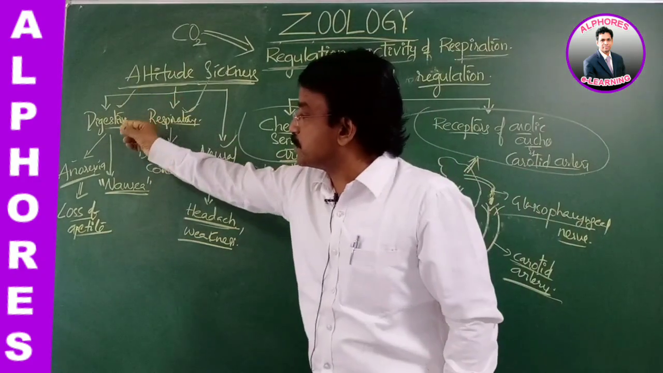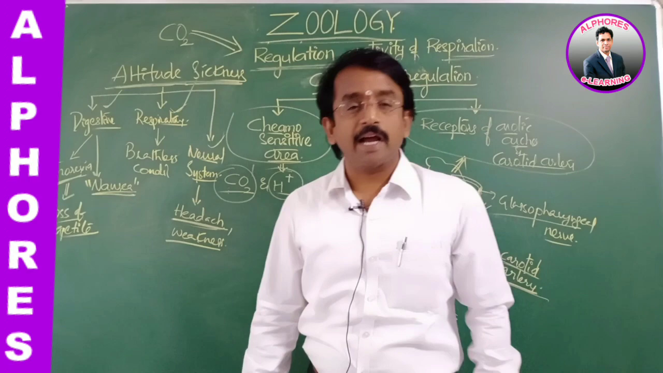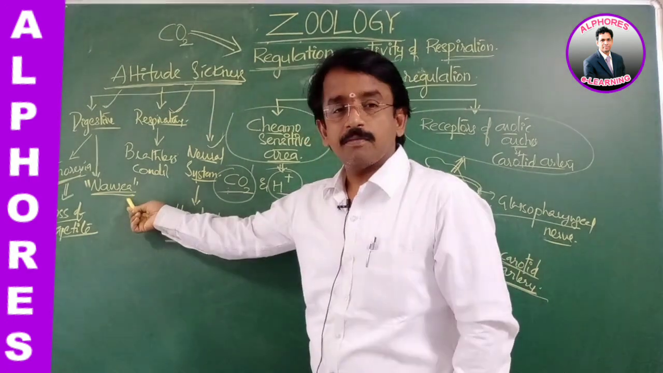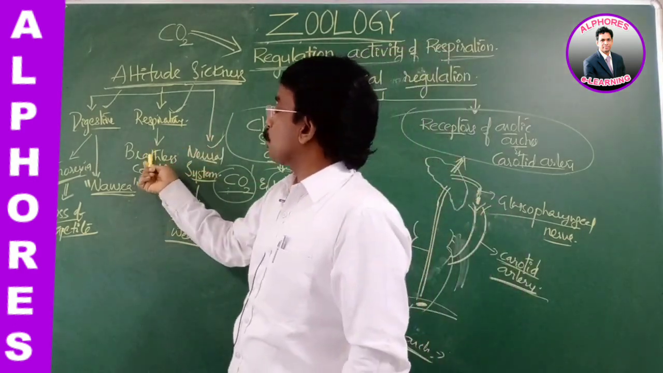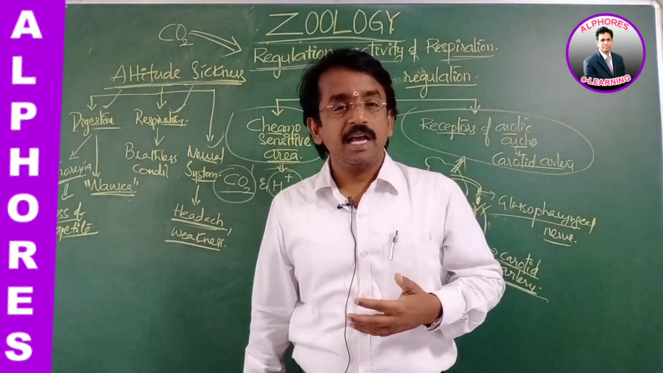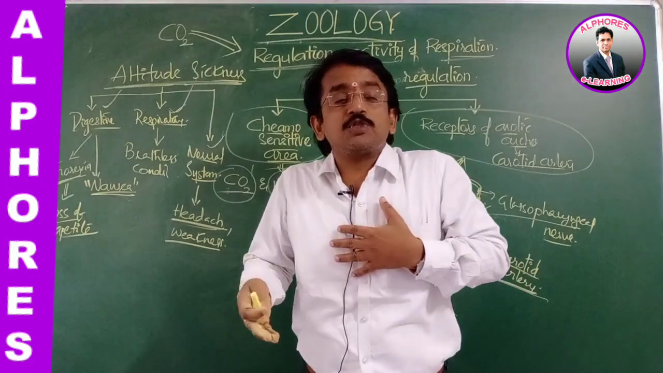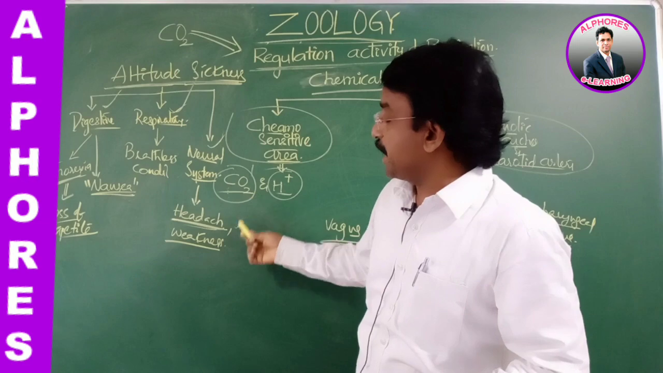In the digestive system, anorexia, loss of appetite: one loses the appetite, hunger. Next, nausea, vomiting. Next, respiratory problems include the breathlessness condition. That is, there is a disturbance in inspiration and expiration. One fails to breathe, breathlessness, and neural system problems are headache and weakness.